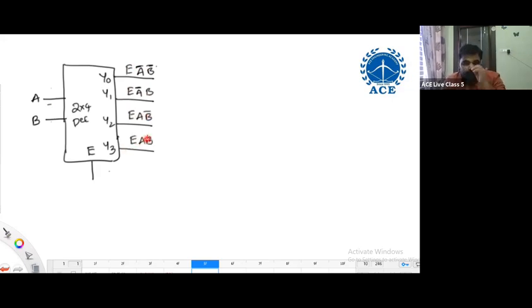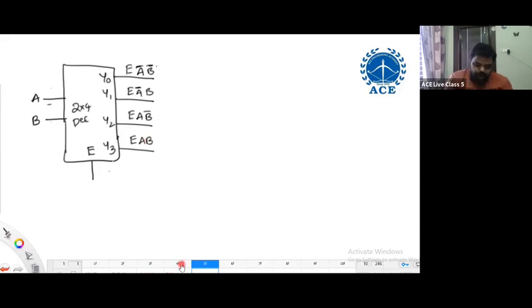I think no one is having any doubt here. See, what is it here? In place of S1, S0, we are having A and B. In place of I, we have E. Now, whatever decoder we are discussing is a logic 1 enable, logic 1 output decoder.